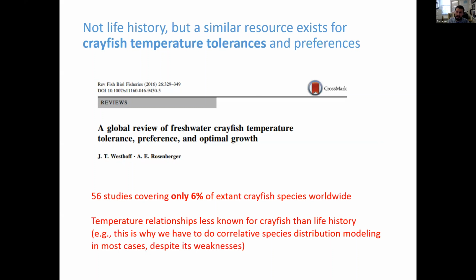And I might say in comparison to our 12% coverage for life history data on North American crayfish, we might conclude that these temperature relationships that could be really valuable for predicting where a crayfish can establish or spread to are less well known than life history information for a lot of these crayfish.